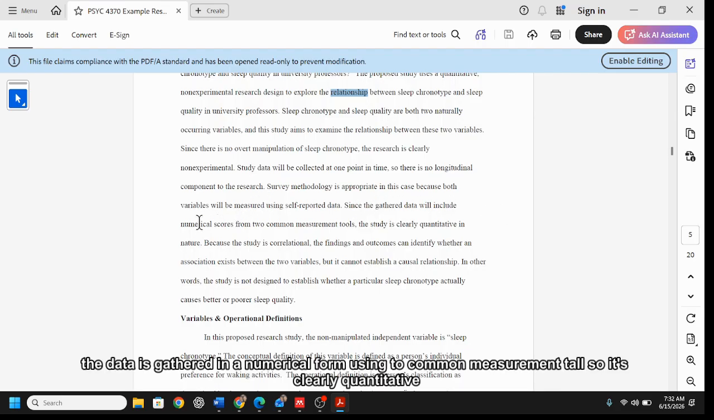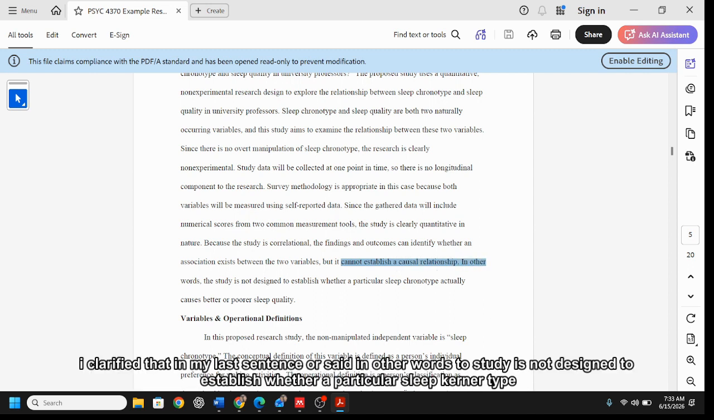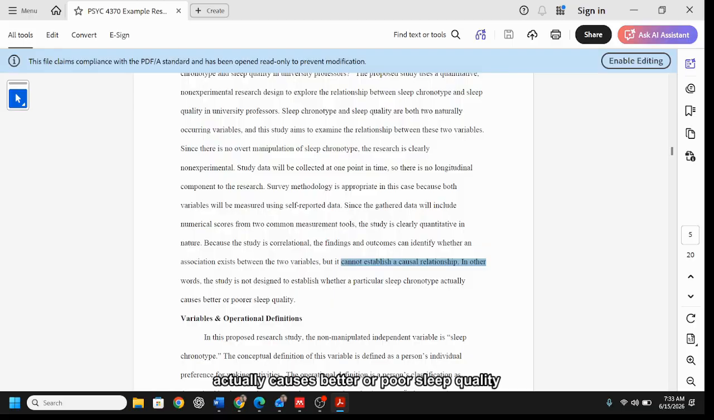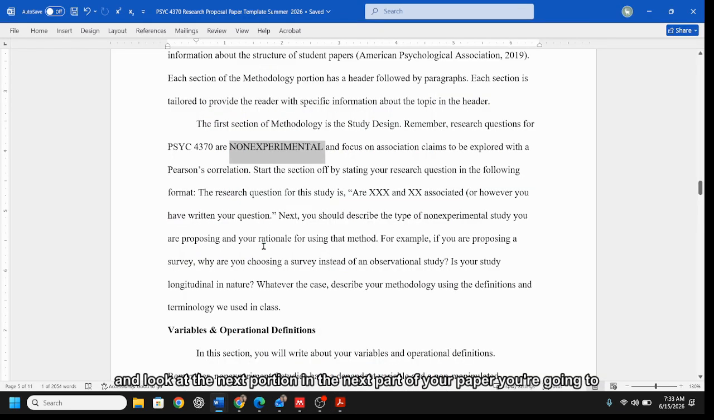The data is gathered in a numerical form using two common measurement tools, so it's clearly quantitative. It's correlational, so it's attempting to identify whether there's an association between two variables, but because it's non-experimental, I cannot establish a causal relationship. And then I clarified that in my last sentence. I said, in other words, the study is not designed to establish whether a particular sleep chronotype actually causes better or poorer sleep quality. Now let's go back over to the template and look at the next portion.